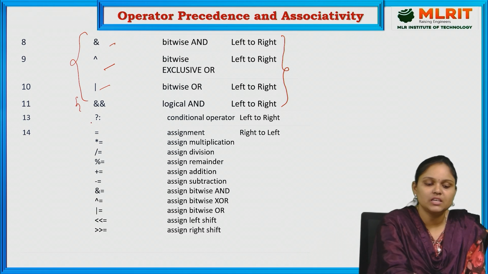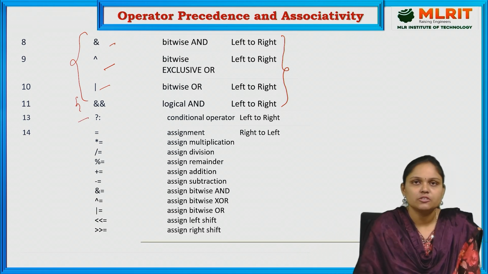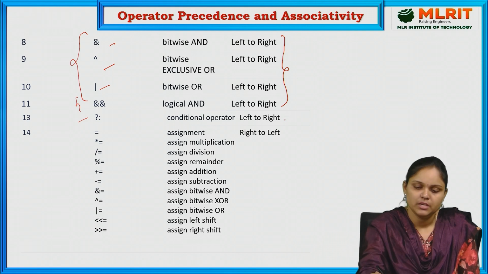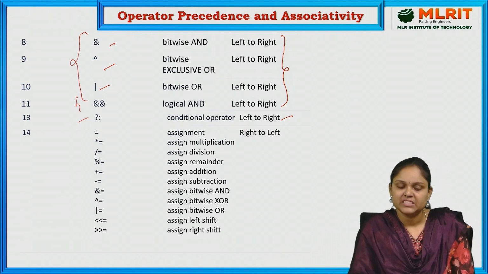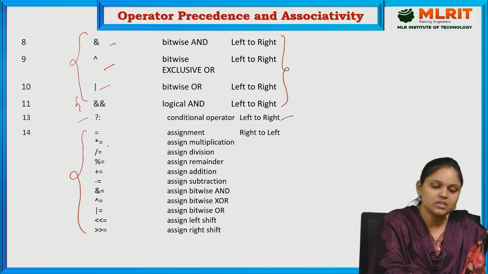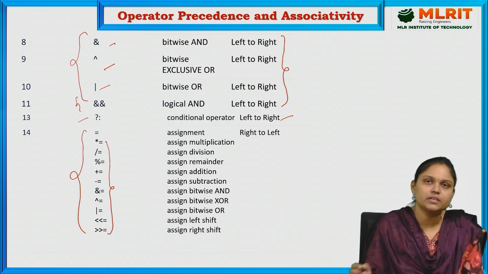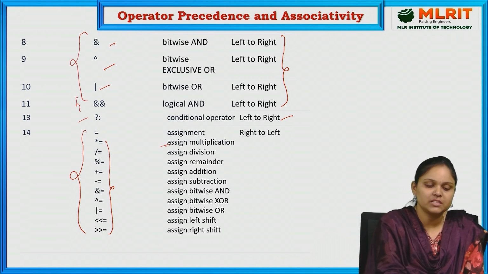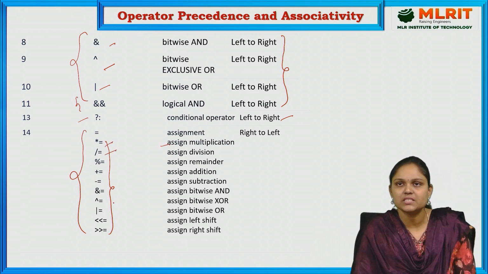And the next one is the conditional operators. Conditional operators also have the associativity property from left to right. And all these are the assignment operators, and all these are the shorthand assignment operators. Equals to is an assignment operator, and this is assign multiplication and assign division, and all those things we have learned in the assignment operators.